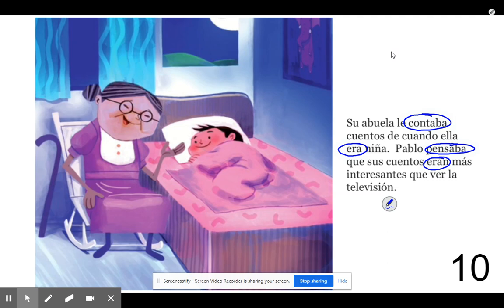So see if you guys can come up with some ideas of the reasons. And I'll give you about 20 seconds ish to analyze it, and then we'll go over it whole class. What does pensar mean? The verb pensar.